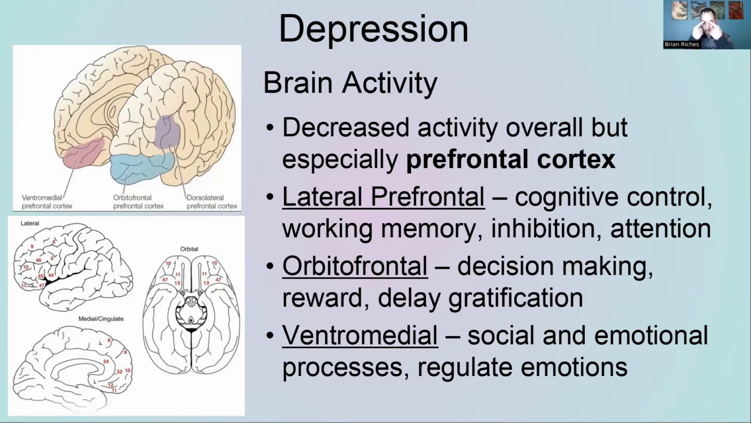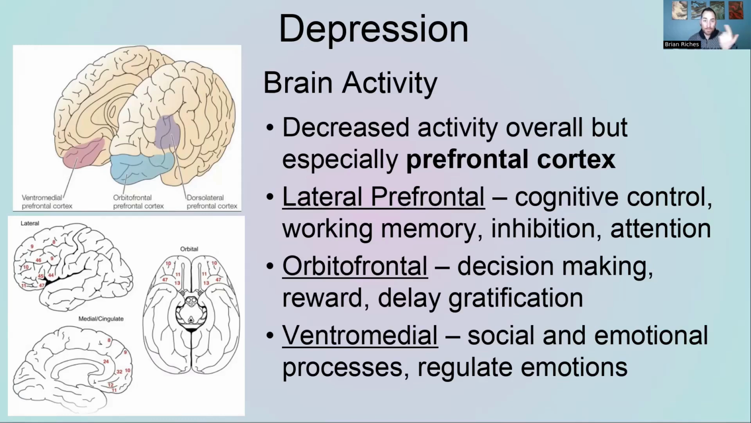So orbitofrontal, the very front, right behind your eyebrows, basically, is where we're doing things like decision making. We are responding to rewards. We're able to delay gratification. So we're able to say, okay, if I wait till the cookies are baked, they're going to be more yummy, rather than eating the cookie dough, or at least not eating all the cookie dough.